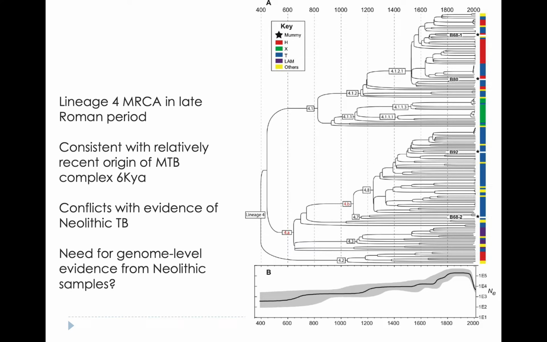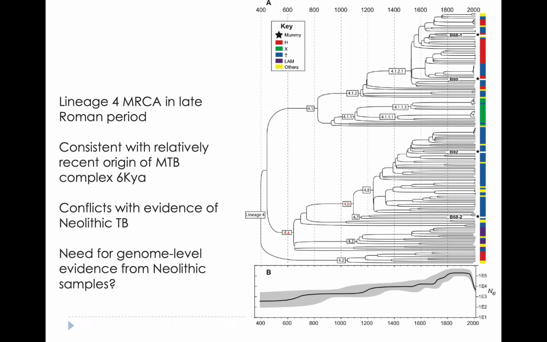And we were able to draw our own big phylogenetic tree here, where we took all of the known sequences at the time from this lineage 4, and we could show our various 200-year-old genomes and place them on this lineage here. And we thought that basically the origins of this lineage went back to probably the late Roman period, around 400 in the Common Era. And this was consistent with what the people at Sanger had said, that maybe the TB complex originated about 6,000 years ago.